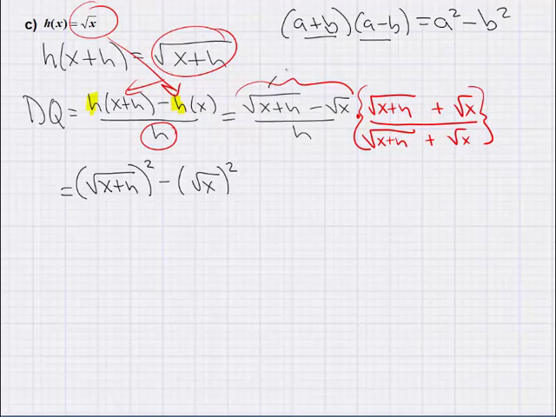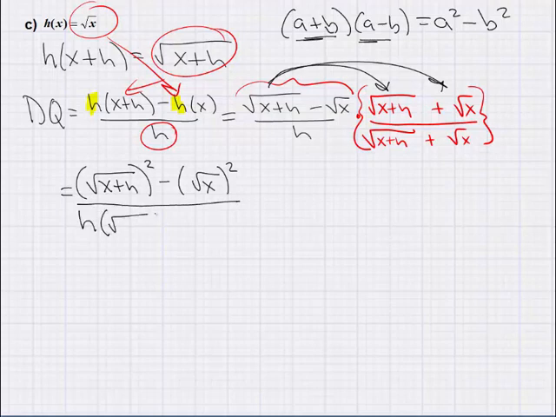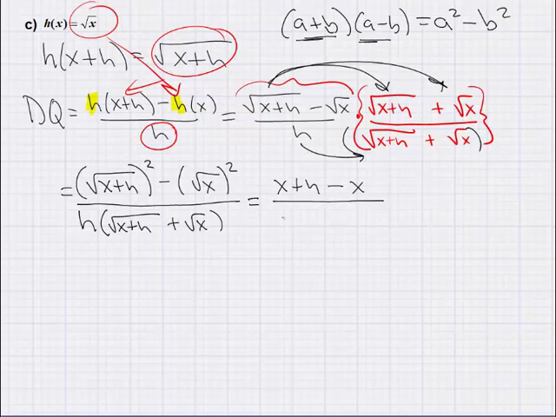I could do it the longer way, this times this times this, and so on. But you have to understand that when I multiply conjugates, I have the difference of two squares. The denominator is going to be h times the square root of x plus h plus the square root of x. Basically, I'm just multiplying this times this, but I'm not actually multiplying it out. So what happens here? Square a square root, I get x plus h. Minus, square another square root, I just get x. All over h times the square root of x plus h plus the square root of x.